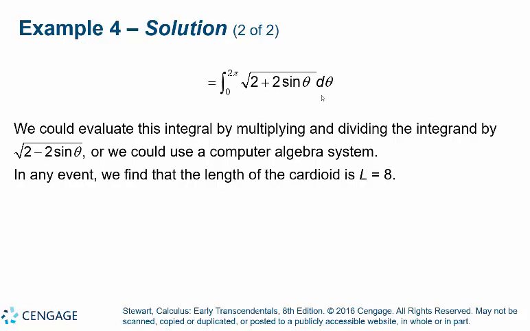So you could evaluate this integral by multiplying and dividing the integrand by the square root of 2 minus sine theta. If you do that, you'll see that you can evaluate it algebraically. You could also use a computer system for this. In any event, we'll find that the arc length here is equal to 8. So again, just like in the previous lectures, really what this involves is just using the formula and then some algebraic method to be able to evaluate the integral.